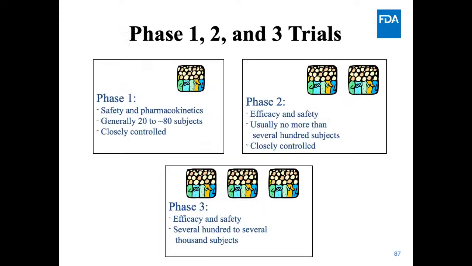So, an overview of clinical trials. Clinical trials are basically divided into three parts: phase 1, 2 and 3 trials. Phase 1 is safety and pharmacokinetics, generally 20 to 80 subjects, closely controlled. Phase 2 is efficacy and safety, usually no more than several hundred subjects, closely controlled. And phase 3 is efficacy and safety, with several hundred to several thousand subjects.